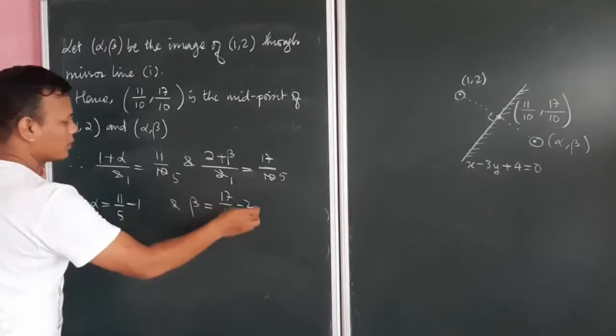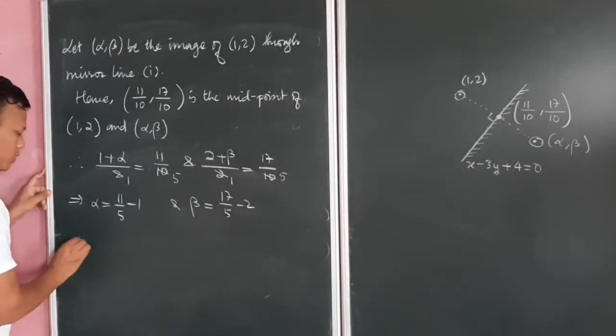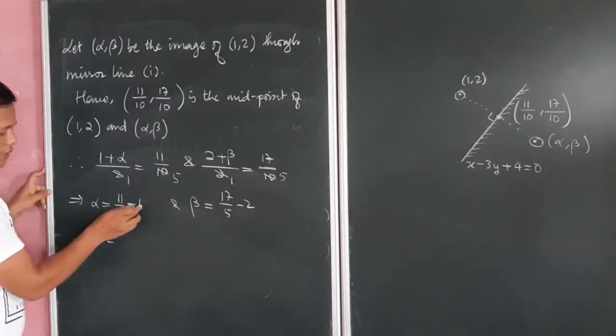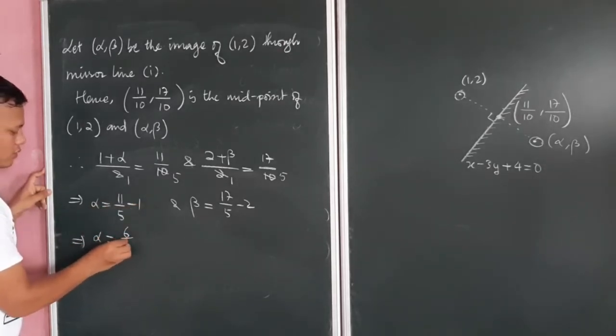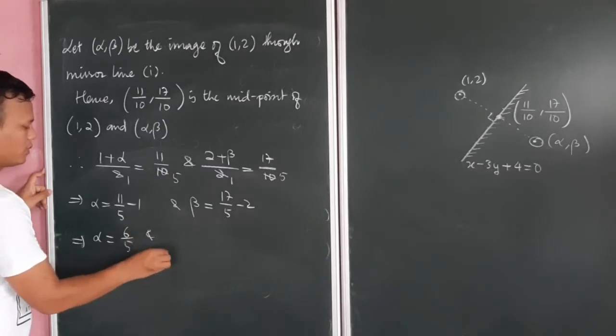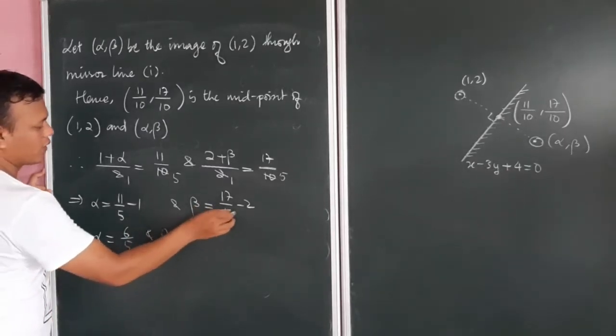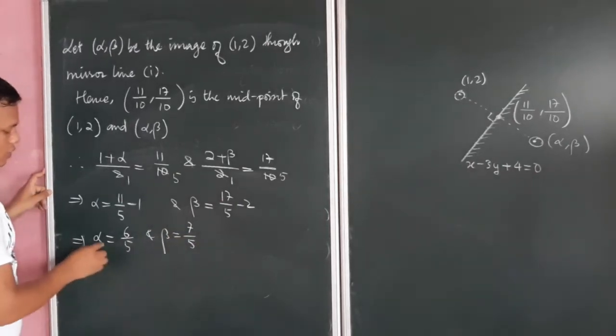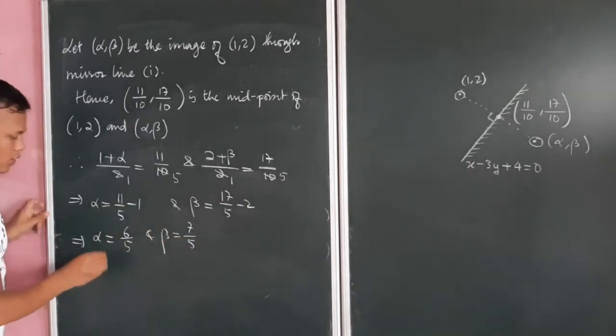Okay, so this 2 goes over there, becomes minus 2. So from here, what is the value of alpha? So alpha turns out to be 5 into 1 is 5. So 11 minus 5 is 6. So it is 6 by 5. And what is beta? So beta turns out to be 5 into 2 is 10. So 17 minus 10 is 7 by 5. So we got the value of alpha, we got the value of beta.